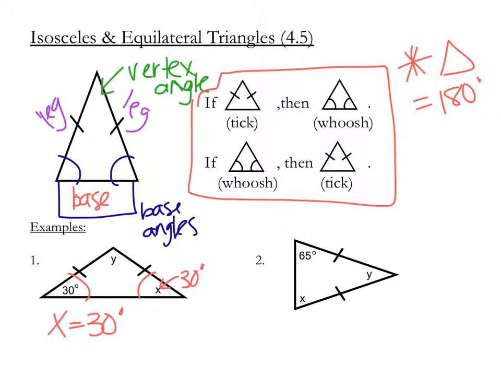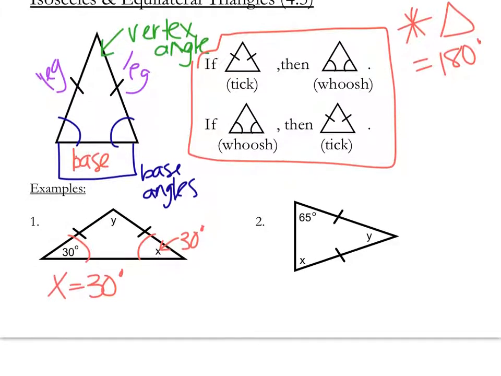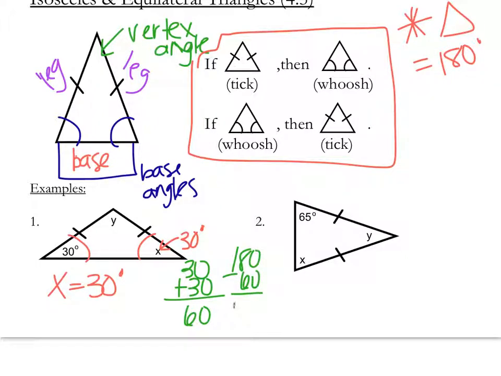I'm going to switch colors here and show you how to find y next. If I want to find y, I now know two of the angles. This is just like a problem you were doing in the last section. We're going to add 30 plus 30. Make sure you're adding two things together first. That's going to give me 60. Then I'm going to subtract from 180, and that gives me 120. That is going to be angle y. Remember, because they're all inside, we have to use 180 to find what's missing.